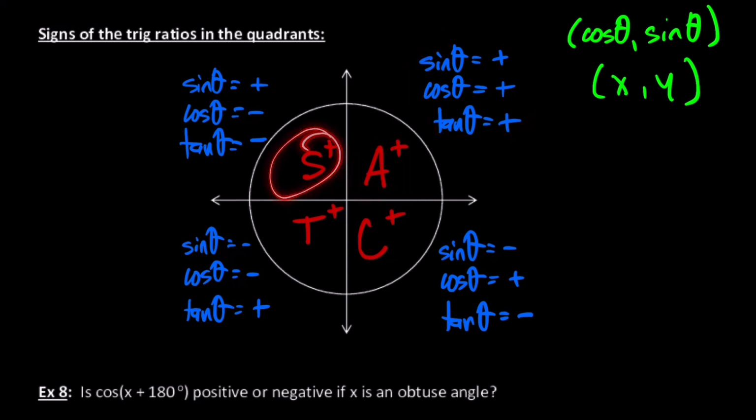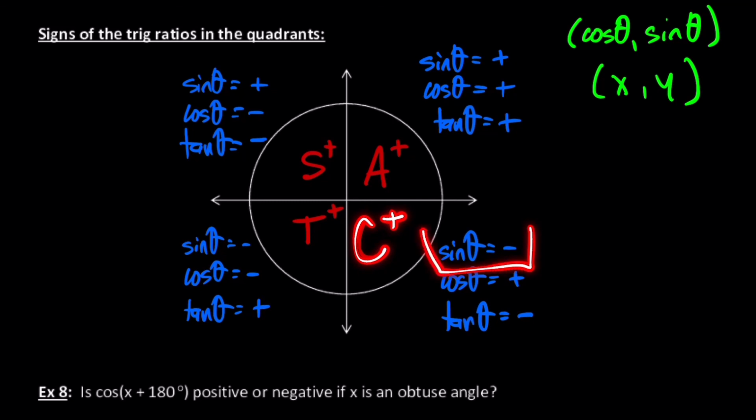S stands for sine. So when you think S in the second quadrant, you're thinking sine's positive, which means the other two would be negative. T's positive in the third quadrant, so that means the other two have to be negative. Cosine's positive in the fourth, which means the other two have to be negative. So it's important to memorize this because we need to come up with these signs, S-I-G-N, very quickly.